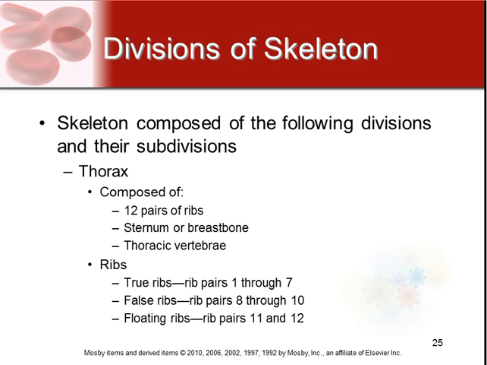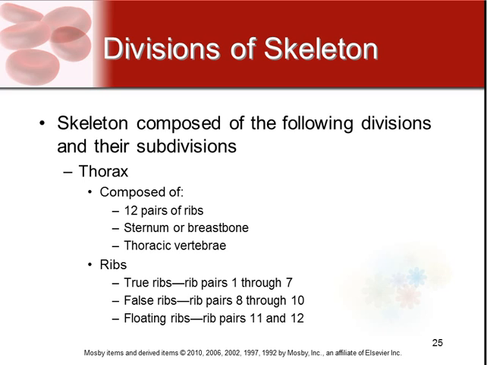You have true ribs. Your true ribs are pairs 1 through 7. You can count them down. And they're called true ribs because they're attached to both the vertebrae in the back and your sternum in the front. Your false ribs are named because they're attached in the back and then they come forward and they're actually attached to the ribs above them with cartilage. So they don't really attach to the breastbone themselves.